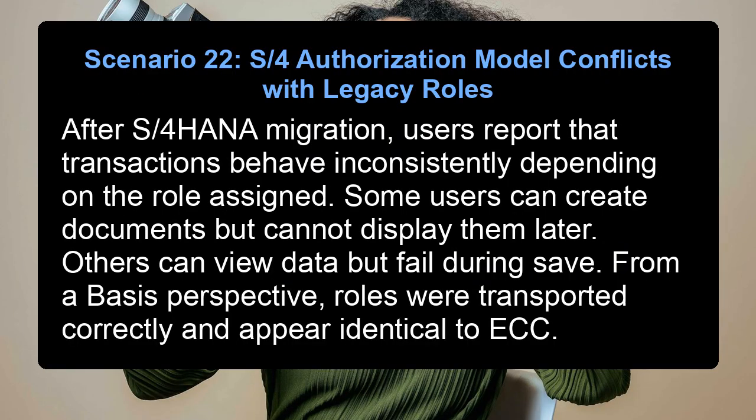Scenario 22. S/4 authorization model conflicts with legacy roles. After S4 HANA migration, users report that transactions behave inconsistently depending on the role assigned. Some users can create documents but cannot display them later. Others can view data but fail during save. From a basis perspective, roles were transported correctly and appear identical to ECC.